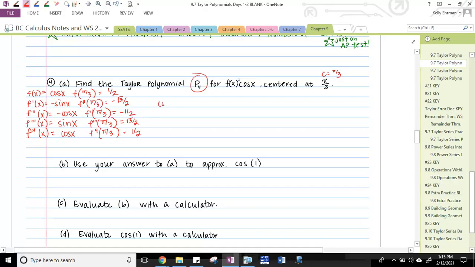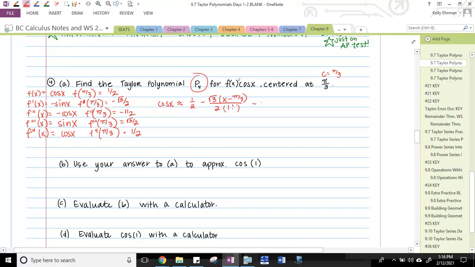So cosine of x is approximately equal to P4, but I'm going to get straight into the terms. 1/2 minus radical 3 times x minus pi over 3, x minus the center, over 2. And don't forget this part. There would technically be a 1 factorial under there. I write that because it's easy to forget when your a is a fraction. It's easy to forget that there should be a factorial down there. Doesn't matter for 1, but it matters for the rest of the terms.